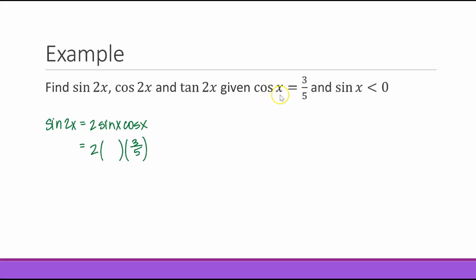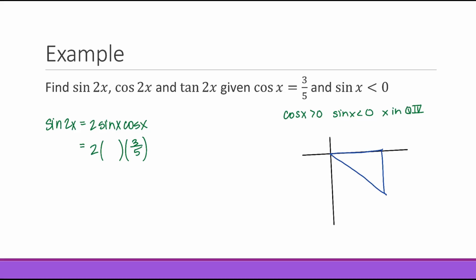So if cosine x is 3 over 5, so cosine is positive and sine is negative, right? So cosine x is greater than 0 and sine x is less than 0, then x is in quadrant 4. That's where cosine is positive, but sine is negative. So we're going to think about drawing a triangle in quadrant 4 so that we can find our missing side length.